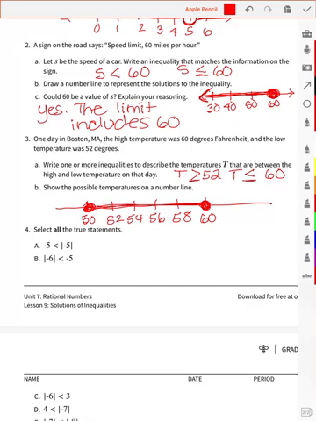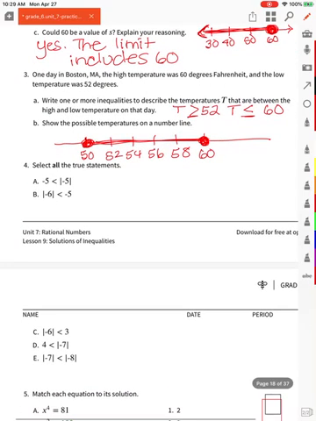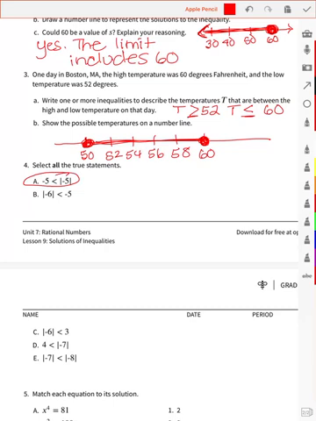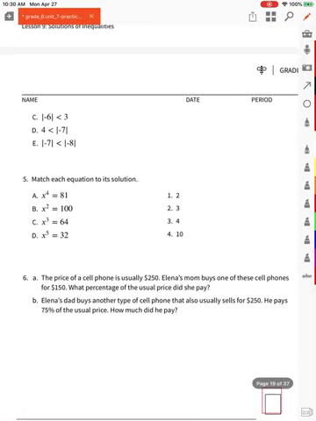All right, problem 4, select all the true statements. A, -5 is less than the absolute value of -5. That is true. B, the absolute value of -6 is less than -5. And that is not true because the absolute value of -6 is 6. So we're not selecting that one. C is the absolute value of -6, which is 6, is less than 3. We're not selecting that one.